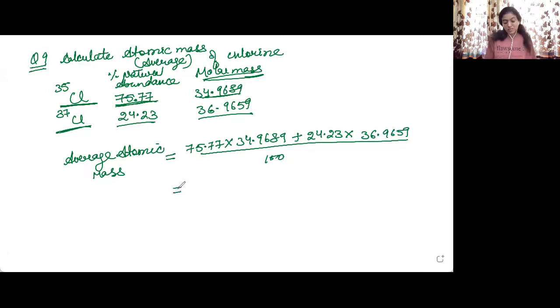Okay, so just calculate this value and write in the comment section below what is the answer. It will come to be nearly 35.5. So just find it out and mention in the comment section below what value you have got.